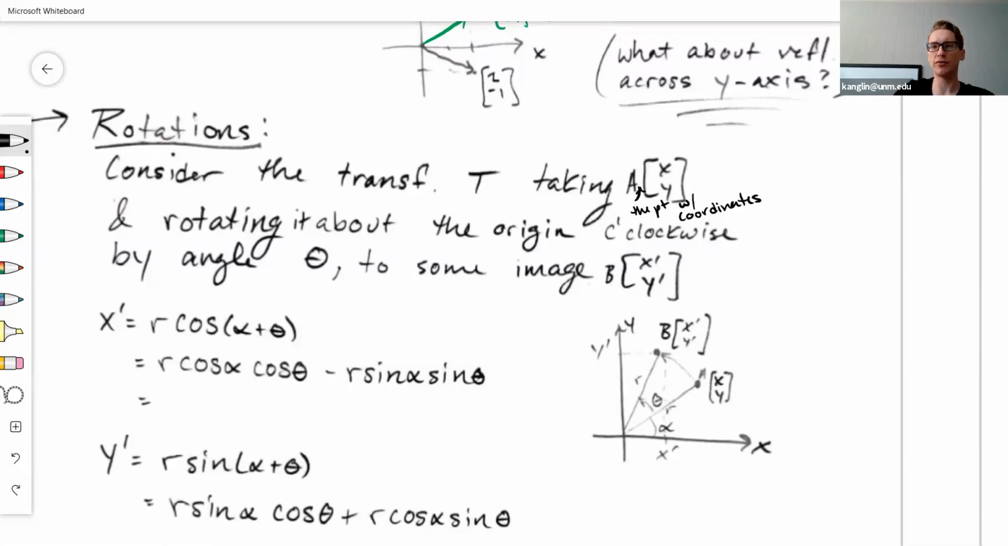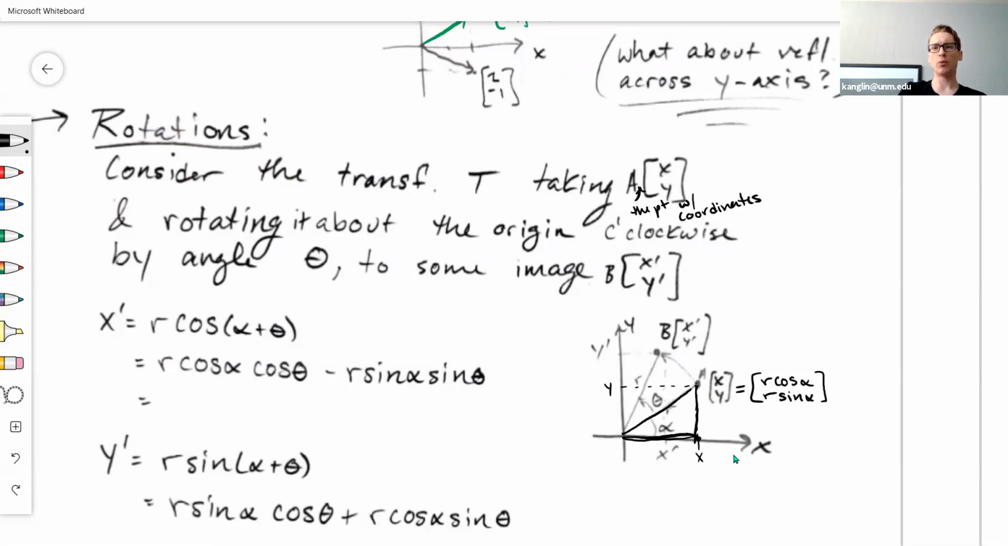So what I want to do here is first recognize that with this setup, we could write our original inputs, x, y, as r cosine alpha, r sine alpha. Right, that's just by doing a little bit of trig on this triangle. A little bit of trigonometry will tell you that your x coordinate is r times cosine of that angle, your y coordinate r times sine of that angle. Those should be fairly familiar from polar coordinates if you remember those.